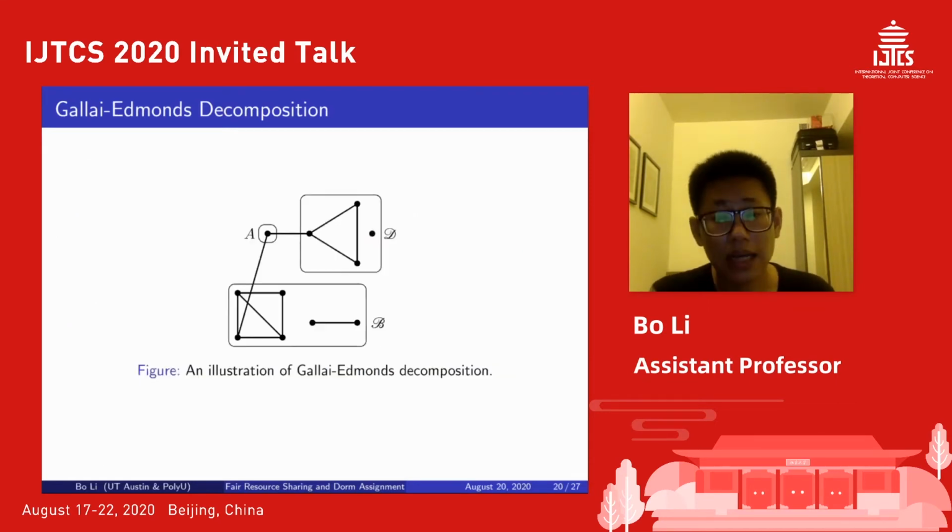Let's see an illustration. In this graph, for simplicity, we assume the TAT set A only contains one node. Let's remove this node from the graph. There are some remaining connected components. All the even components are in B, and all the odd components are in D. The even components contain perfect matchings, and the odd components contain nearly perfect matchings. And the nodes in A should be matched to the uncovered nodes in the odd components, and all the nodes in A should be covered. This is called the Gallai-Edmonds decomposition.